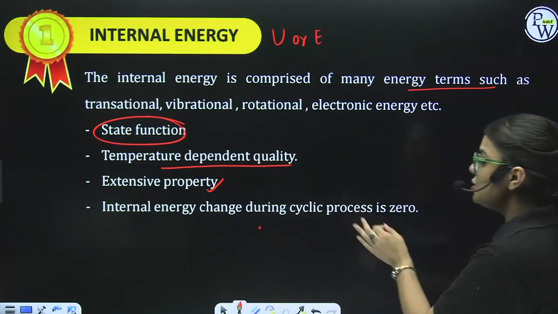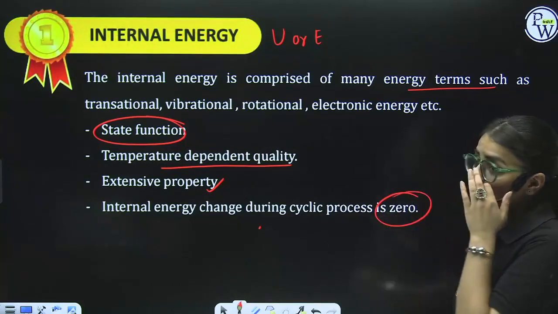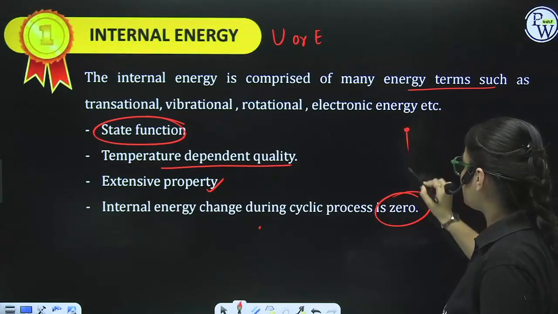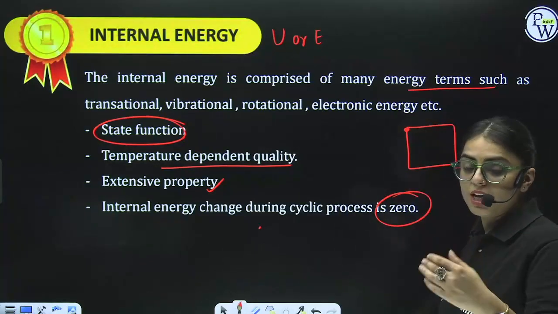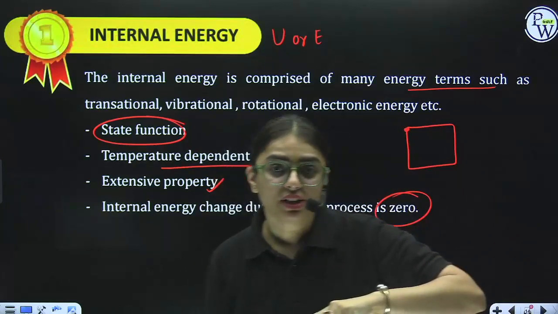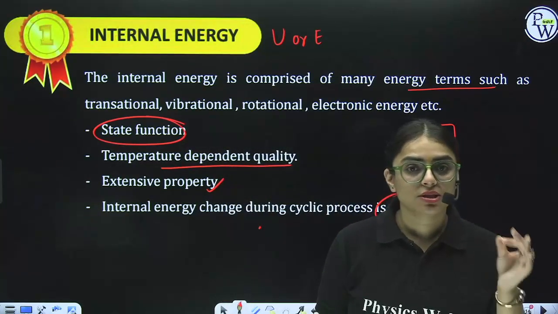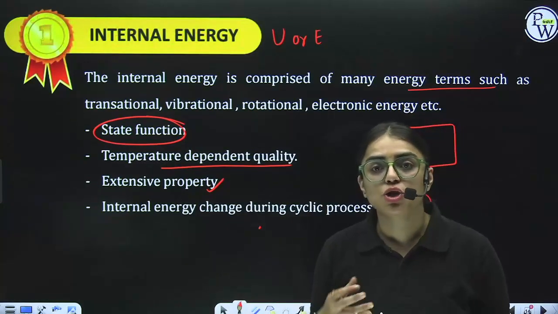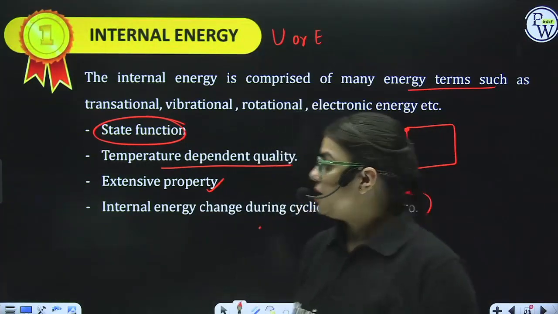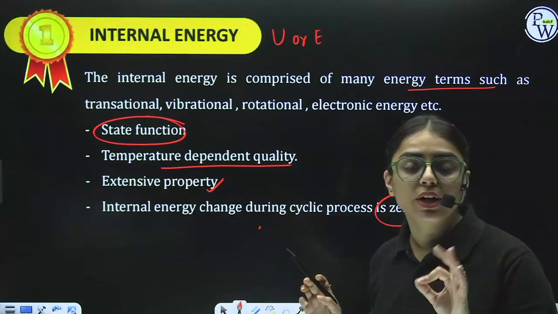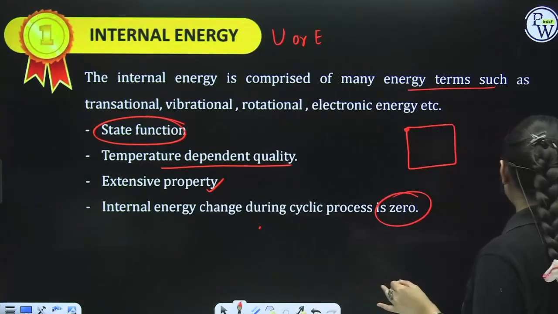Next, internal energy change during a cyclic process is 0. Why is it so? See what happens in a cyclic process. For example, if you start from this point and you come back to this point, the initial and final points are the same, no? And I already told you it is a state function. A state function is something where we take the change between the final and the initial points. So when final and initial are both the same, it will be 0. So delta U for a cyclic process is going to be 0.